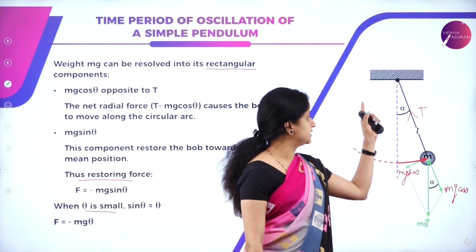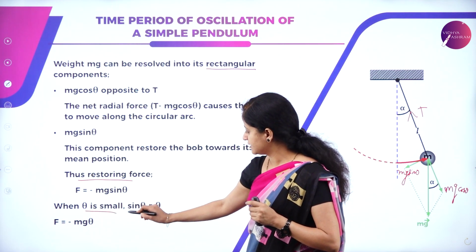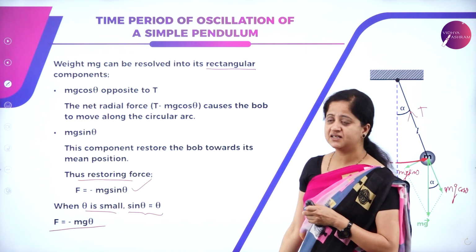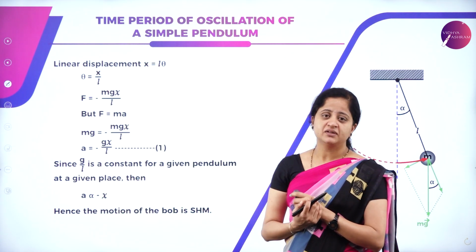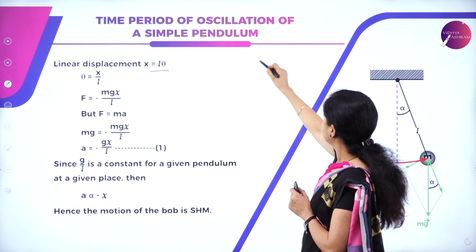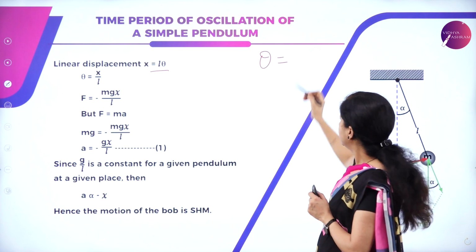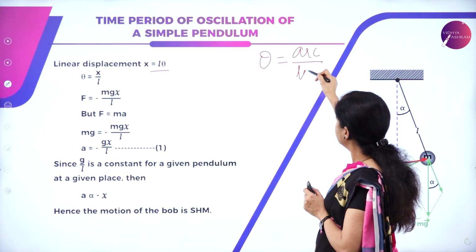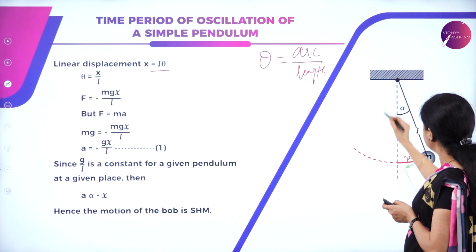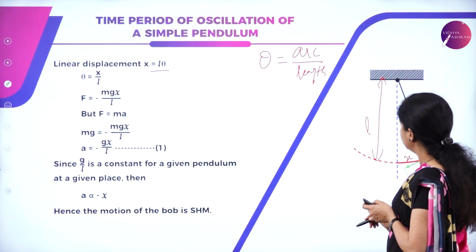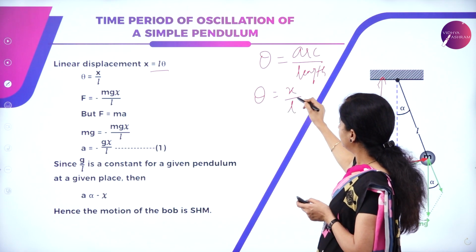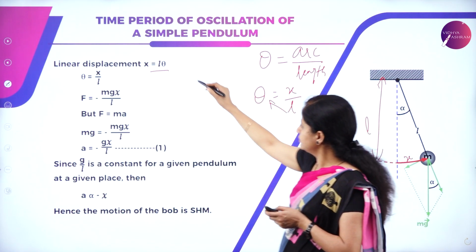Since the angular displacement is very small, we can consider sin theta as theta only, and hence this expression becomes F is equal to minus mg into theta. Now the linear displacement x can be written as L into theta. How? From our concept, angle is equal to arc divided by length. Here, this is our arc length, that is x, and L is the length of the pendulum. So theta is equal to x divided by L. From this, x will be equal to L into theta.